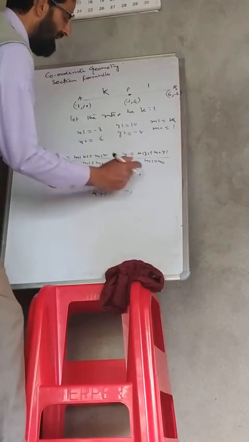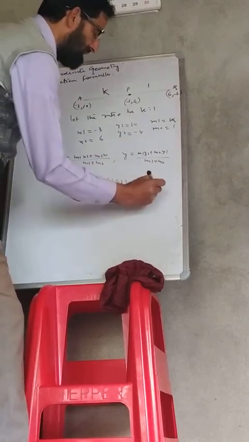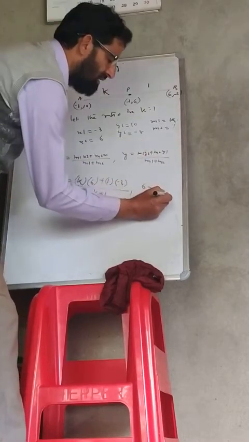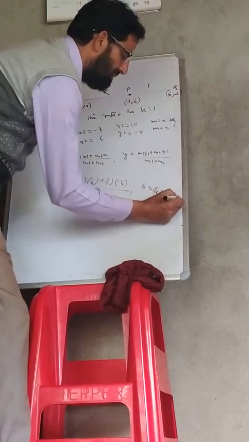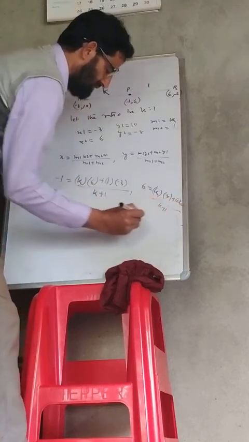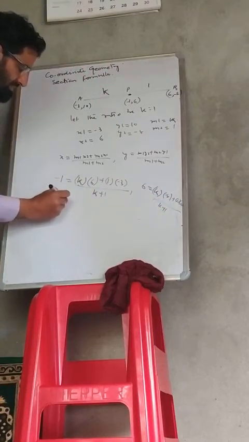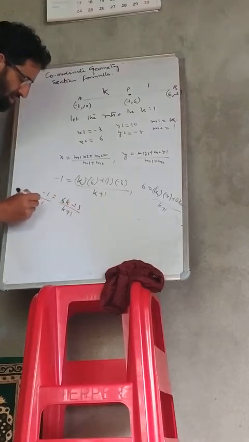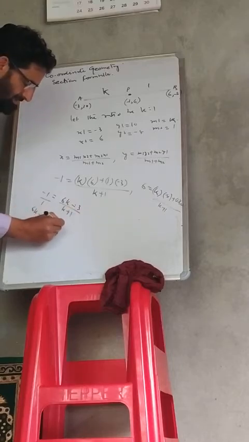Similarly, y is equivalent to 6, M1 is K, into y2 it is minus 8, plus 1, M2 is 1, into y1 it is 10, divided by K plus 1. So let's solve this. Minus 1 is equivalent to 6K minus 3 divided by k plus 1. By cross multiplication, 6k minus 3 is equivalent to minus k minus 1.